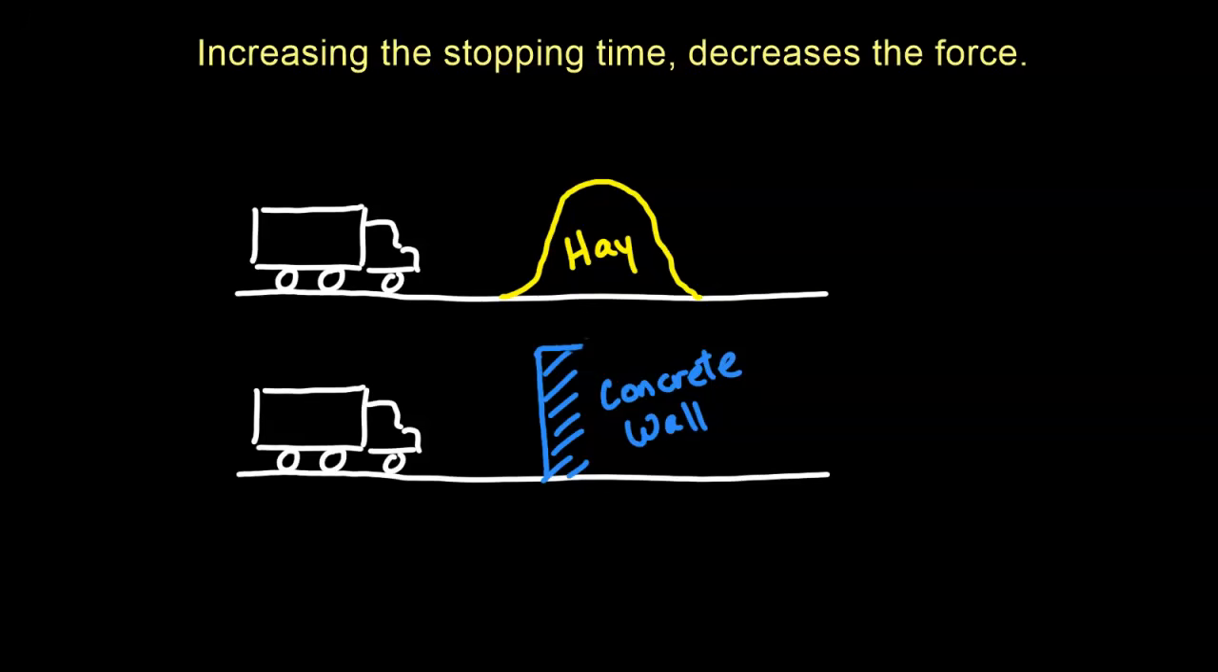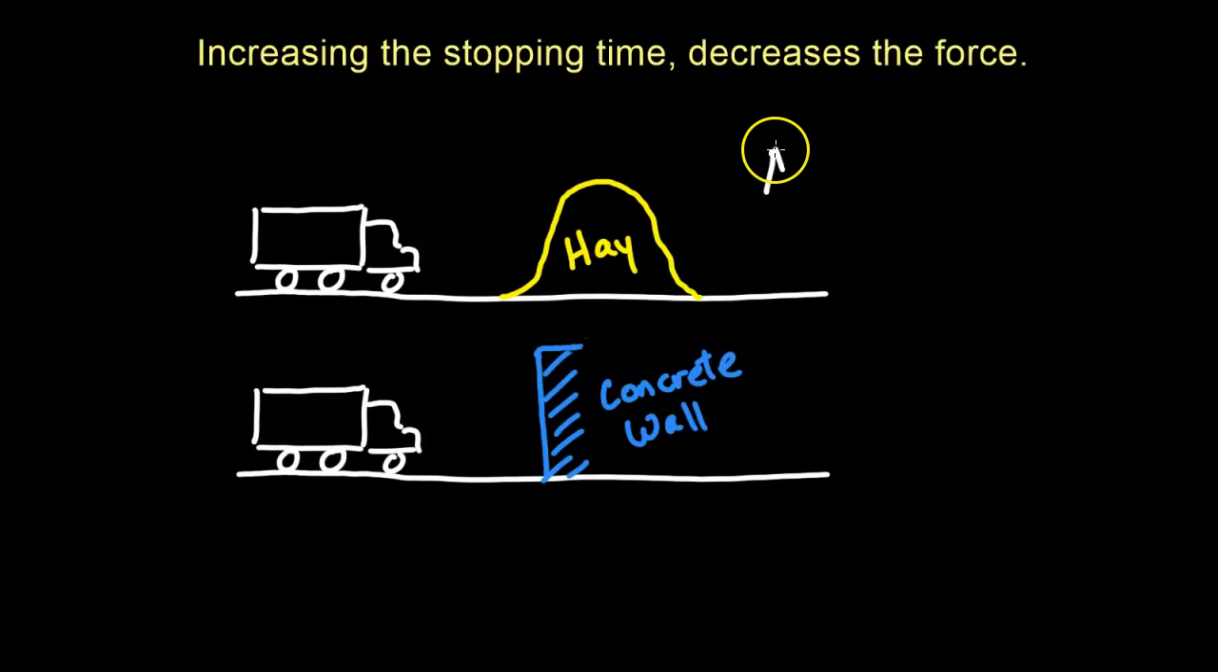Here's an application of the impulse-momentum theorem. Here we have a truck that is going out of control and has a choice to stop by running into a pile of hay or a concrete wall. And as you know, the pile of hay will be safer than the concrete wall. But how does the impulse-momentum theorem help us to analyze this? Well, we're going to assume that both trucks are moving at the same speed before they slow down. So when they slow down to a stop, they're both going to have 0 momentum.